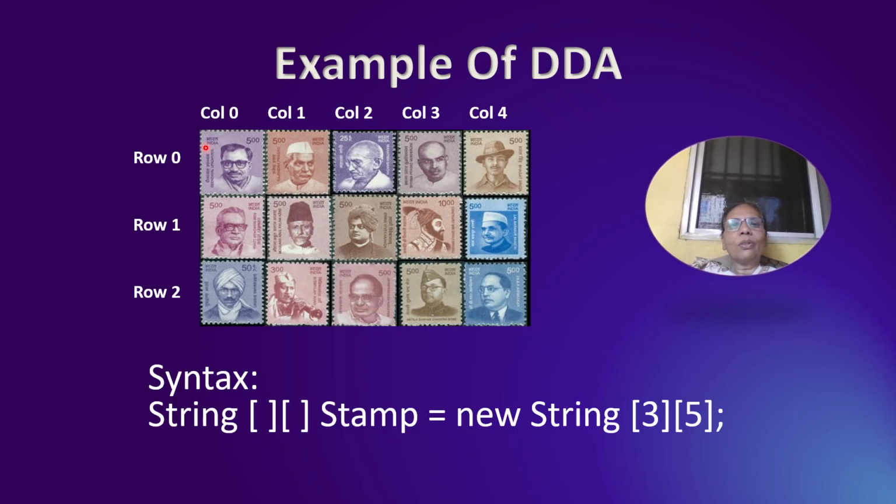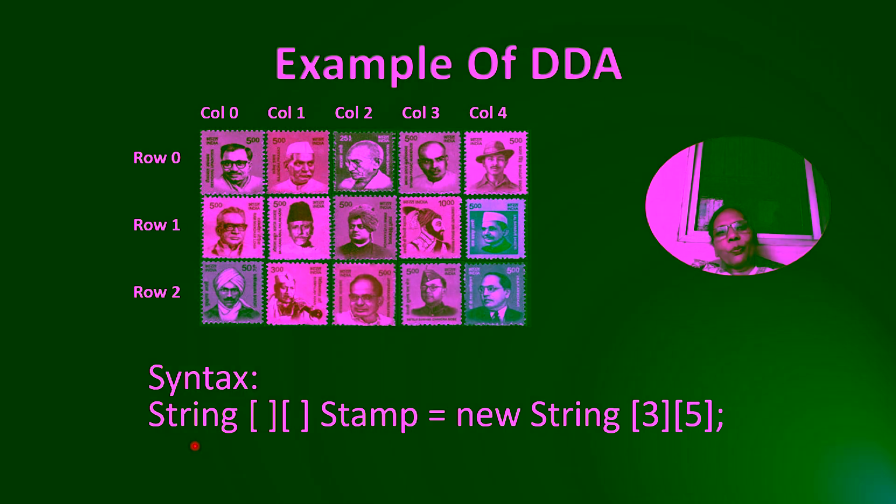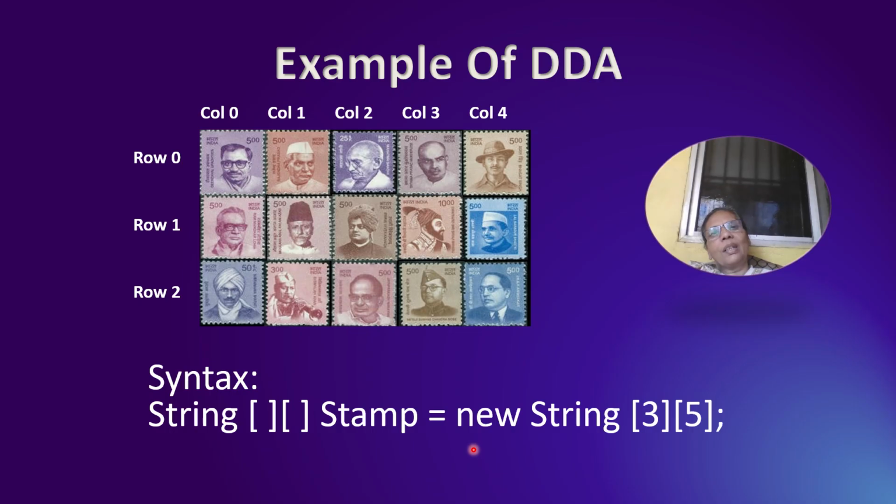Then for the rows, how many rows are there? 3 rows are there and 5 columns are there. So this could be taken as string, square bracket, open close, stem is equals to new string. In one square bracket, you will write 3 for the rows and 5 for the columns.